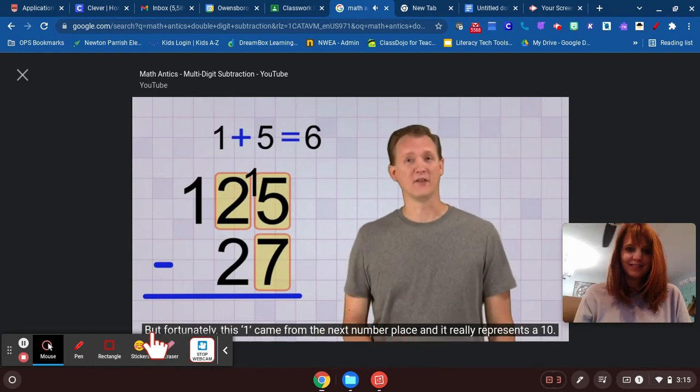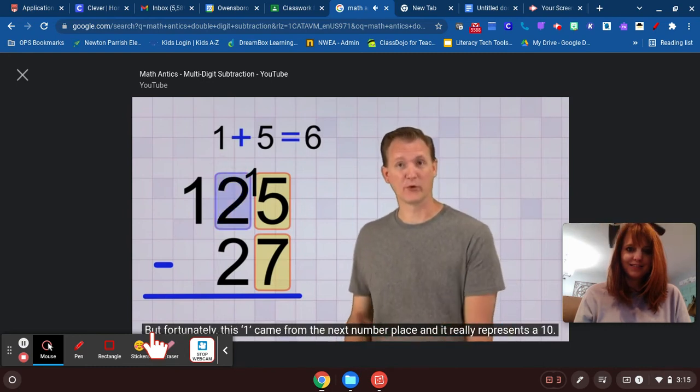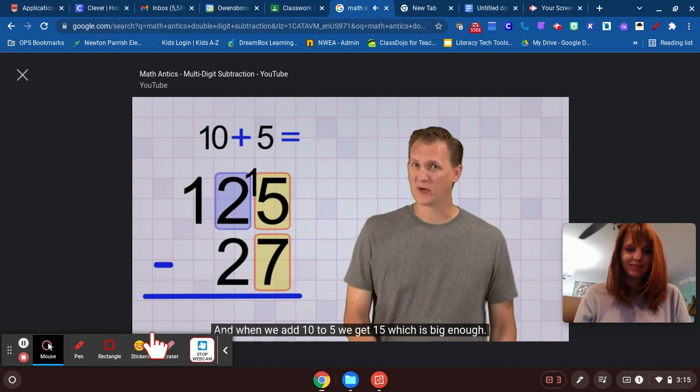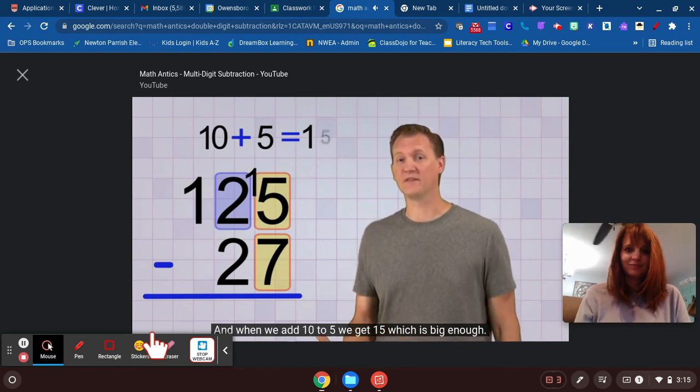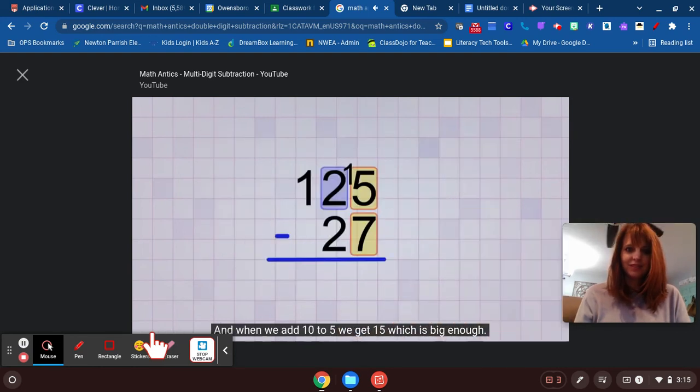But fortunately, this 1 came from the next number place, and it really represents a 10. And when we add 10 to 5, we get 15, which is big enough. Now, instead of this column being 5 minus 7, it's 15 minus 7. And 15 minus 7 equals 8. Okay, we've got the first digit of our answer.